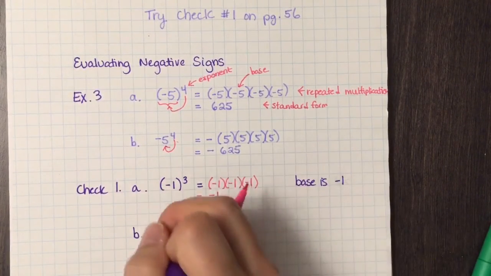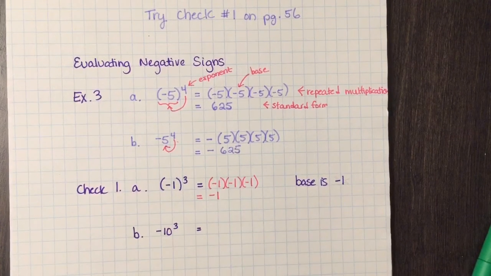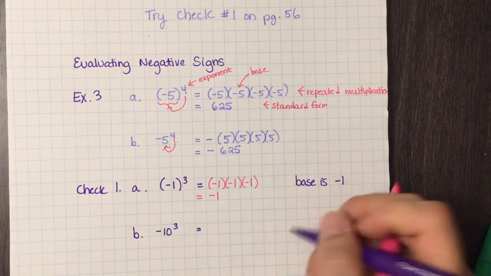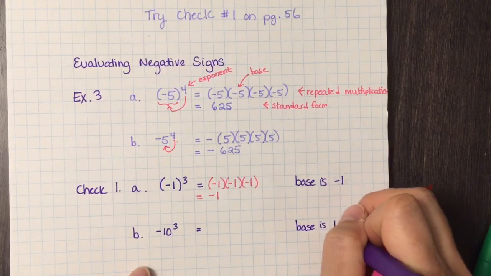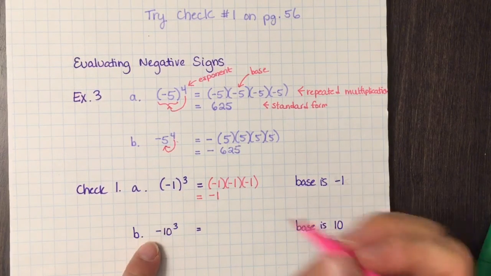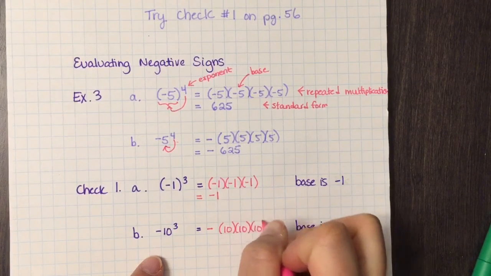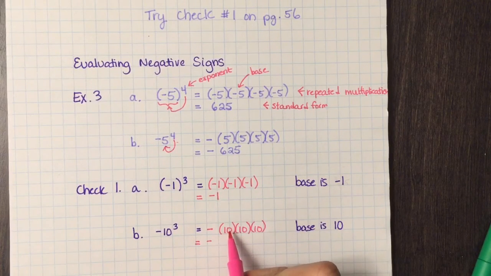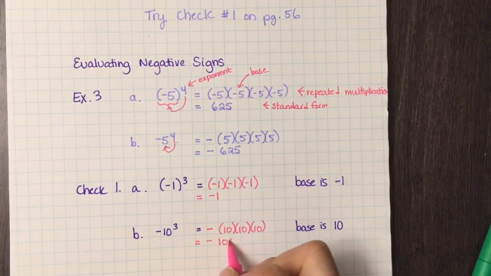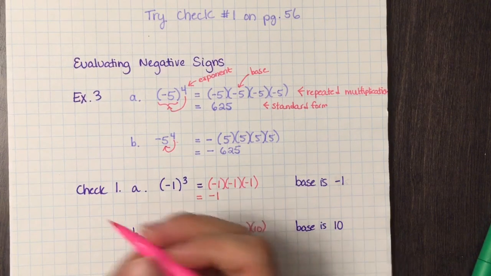I'll just do a couple. Here we have -10 cubed. How would that look in standard form? Well first, what is our base? Our base is different. It's just 10. Don't include that negative. So we're going to have minus and then 10, 10, 10. So our answer, or our standard form, will be negative. Then take out your calculator, 10 times 10 times 10, 1,000.